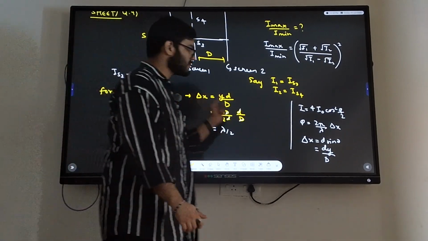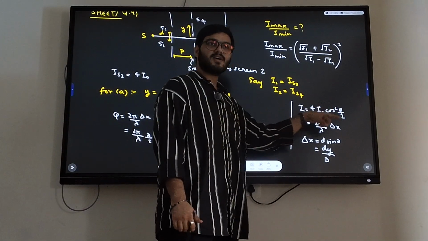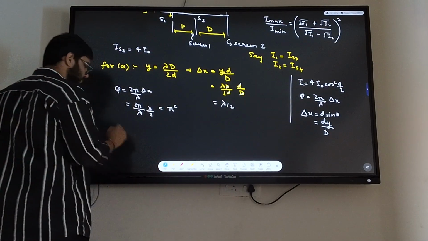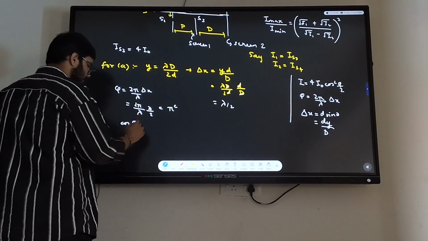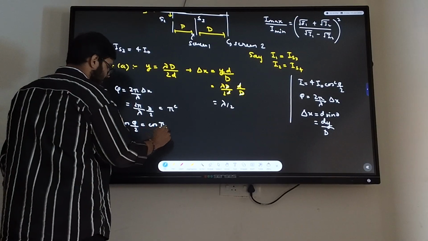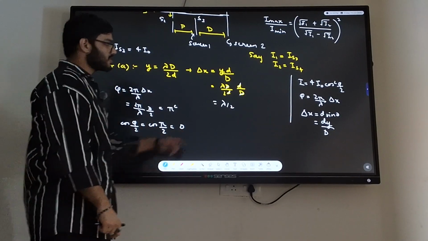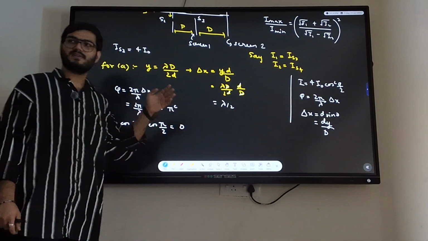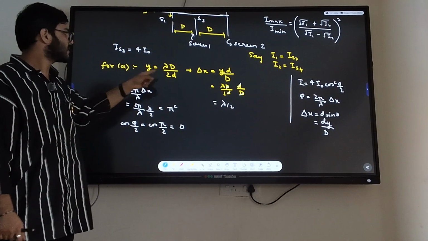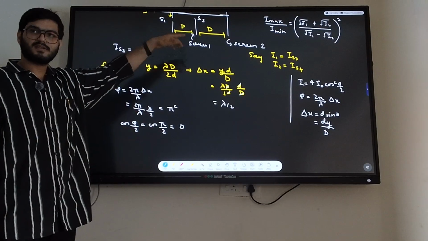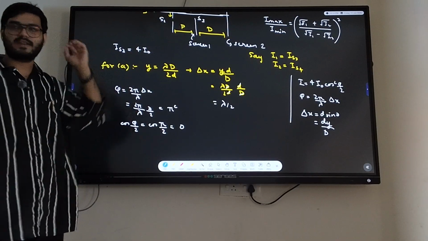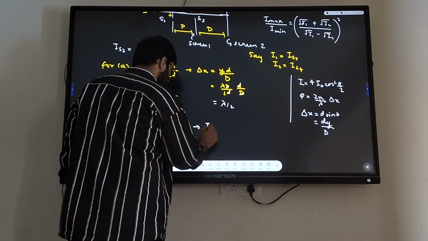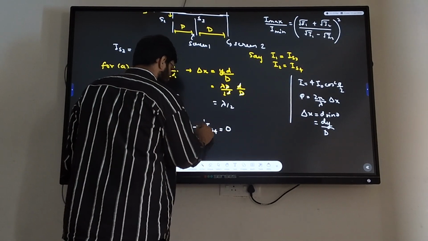Now I need to use this phi in this function, that's cos phi by 2. And then what is cos pi by 2? That's 0. So what should be the intensity? 0. So what is the intensity when y is equal to this at S4? 0. So that will not contribute anything. So the intensity at S4 is equal to 0.